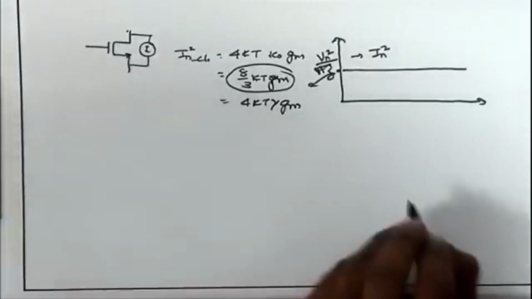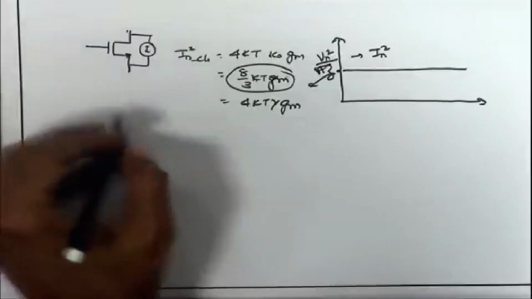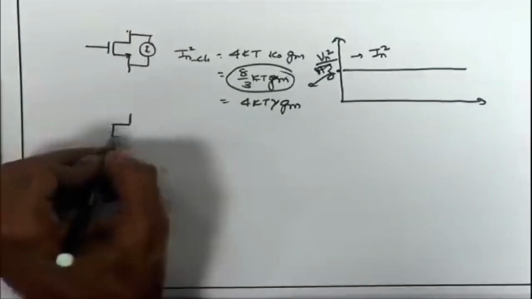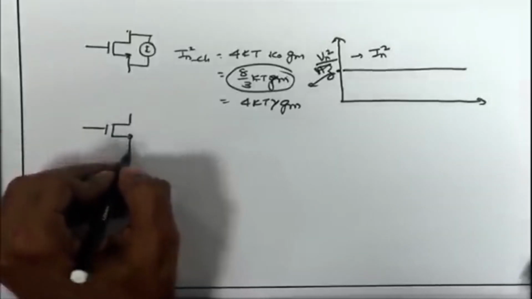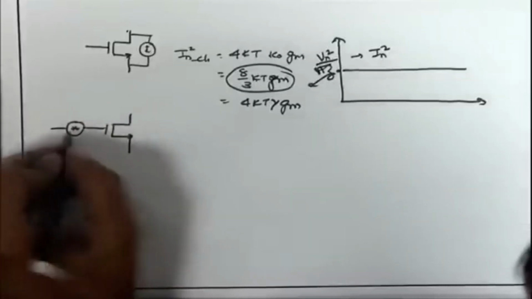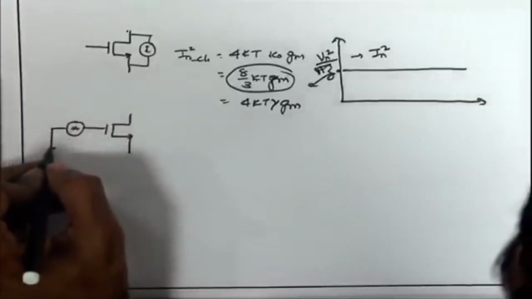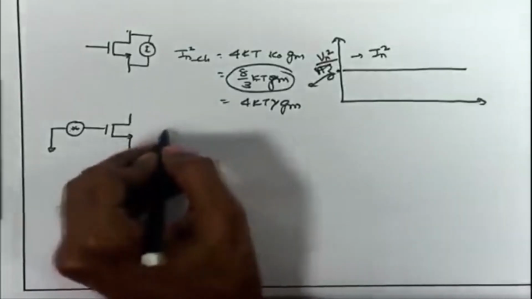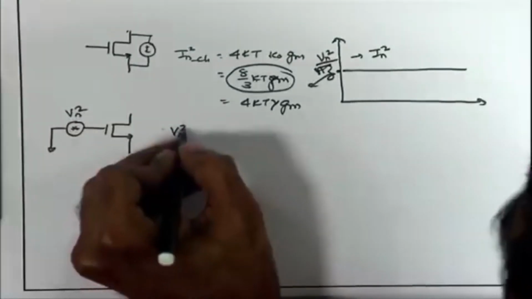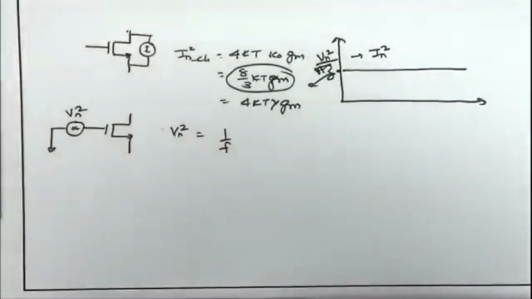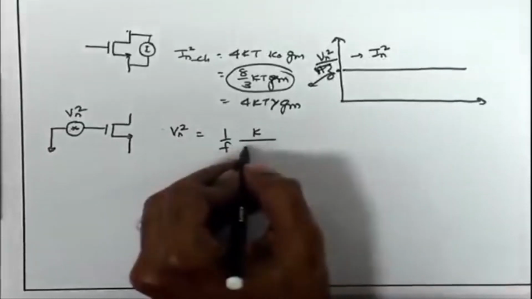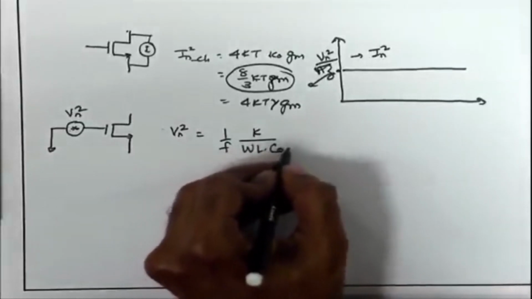Another important noise source in MOSFET comes because of the so called 1 upon f noise, which is slightly more involved to explain. So, that is represented as a voltage source in series with gate. Here the V n square, the mean square value, as I said, is having a 1 upon f dependence on the frequency. This is a proportionality constant k, and then we have W L times C O x.